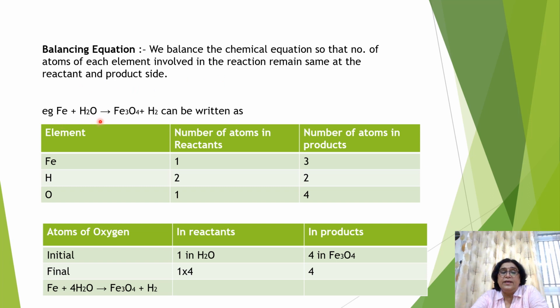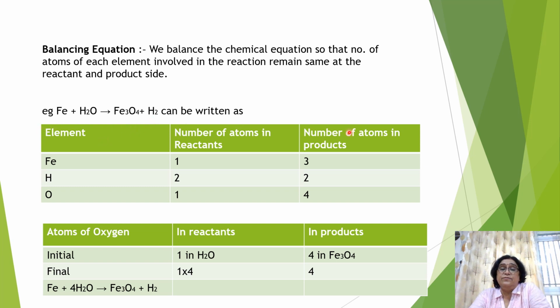Okay, let's say the reaction Fe plus H2O gives you Fe3O4 plus H2. So which atoms are we having on the left hand side? Fe, H and O. On the right hand side Fe, O and H2. But the number of atoms are not the same on both the sides. So we need to balance this equation.